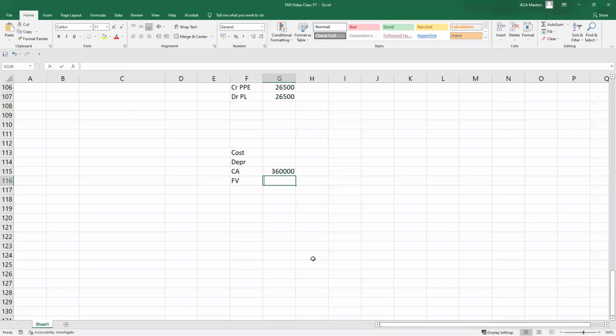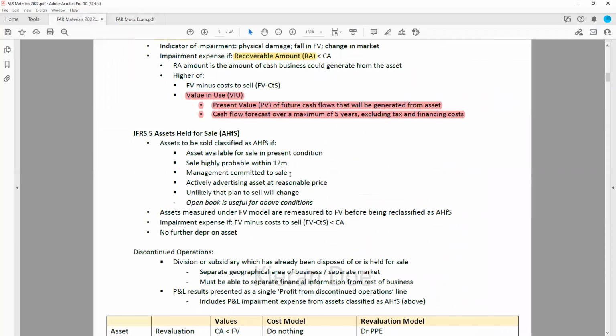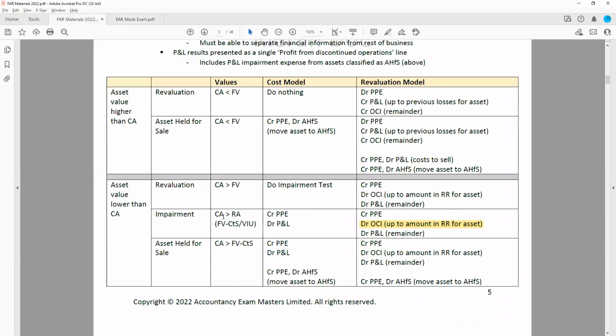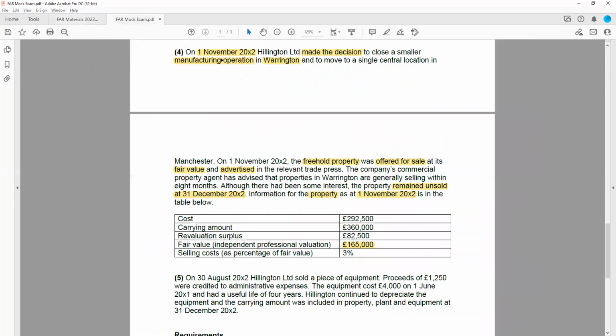Now, when you're remeasuring an asset up to its fair value under the revaluation model, you're not taking into account the cost to sell. So when you're doing a revaluation, it's just the carrying amount versus the fair value. It's when you're doing an impairment that it's fair value minus cost to sell, or asset held for sale minus cost to sell. Very difficult point there to remember. You only take the cost to sell when you're actually looking at an impairment or an asset held for sale, not in a regular revaluation.